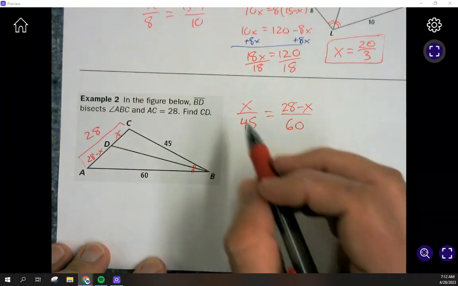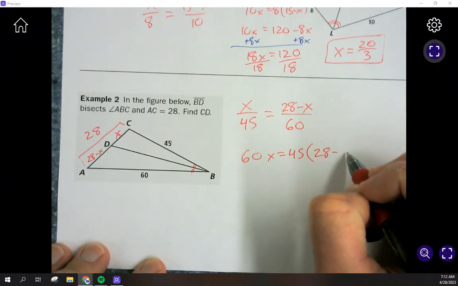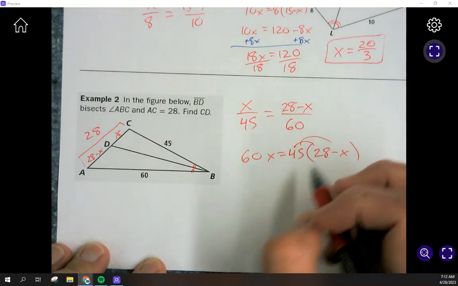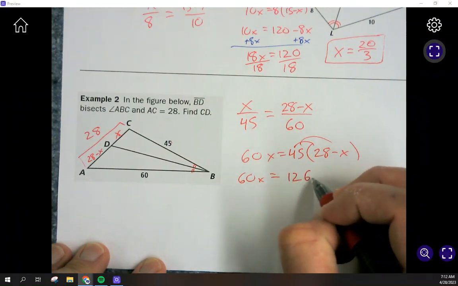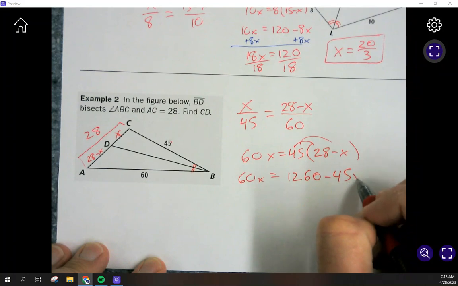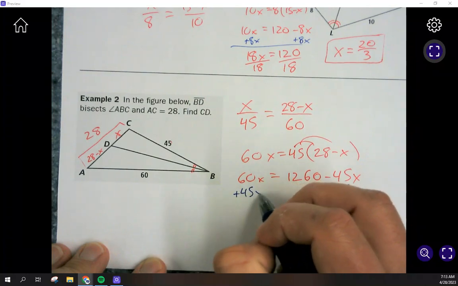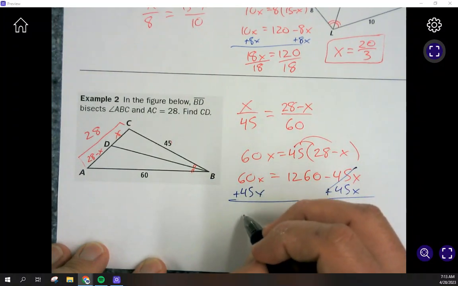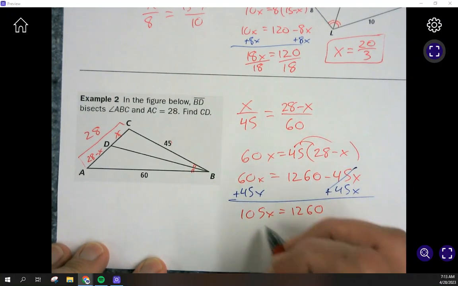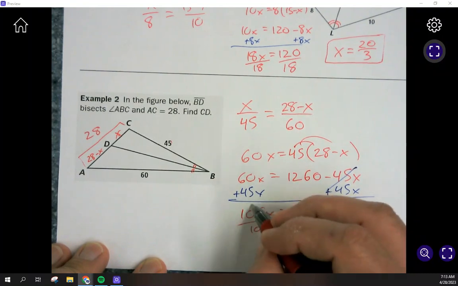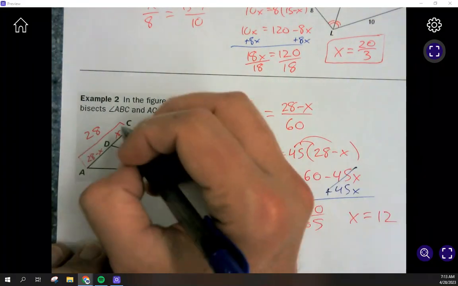All right, now I'm going to cross multiply. X times 60 is 60X. On the other side, 45 is going to get distributed to all of this. Make sure it goes to both. So 45 times 28, I've got that number here, is 1260 minus 45X. A minus 45X means you're going to add it. All those algebra skills coming back. All right, and it's 105X equals 1260. We're going to divide by 105. And X equals 12. Okay, so that piece right there is 12.